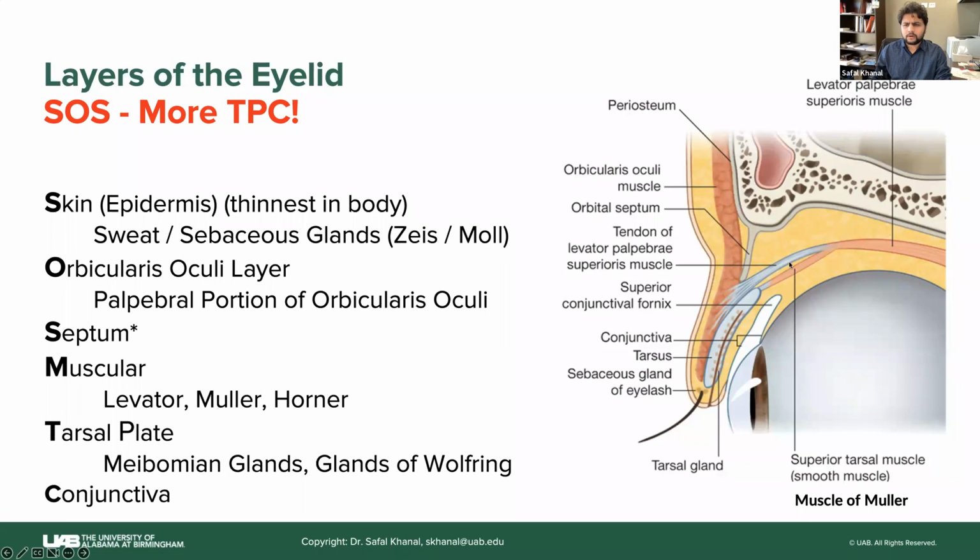The muscular part contains the levator muscle, and you have also your Muller muscle and Horner muscle. The tarsal part contains meibomian glands, which are arranged parallel in the upper and lower eyelids. It also has glands of Wolfring, which are the accessory lacrimal glands. And the innermost part is the conjunctiva here, just inside.